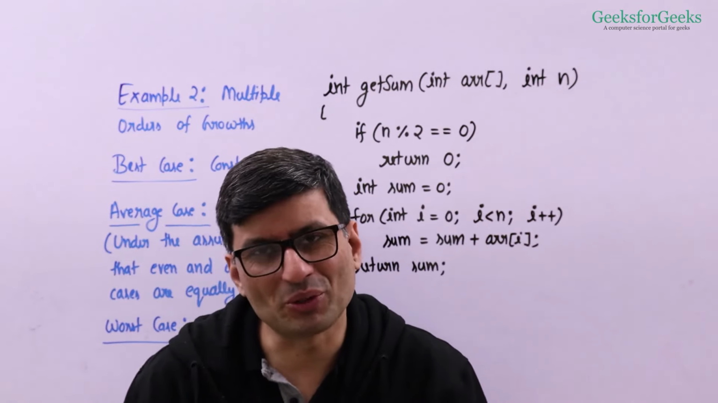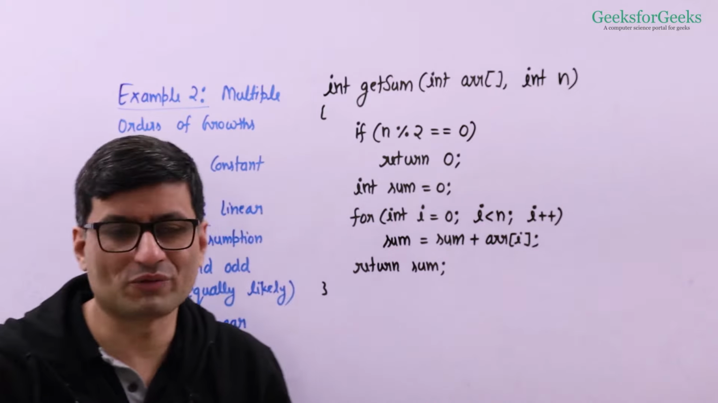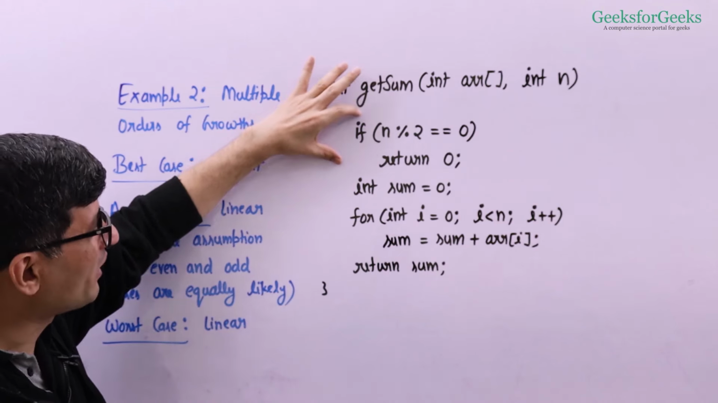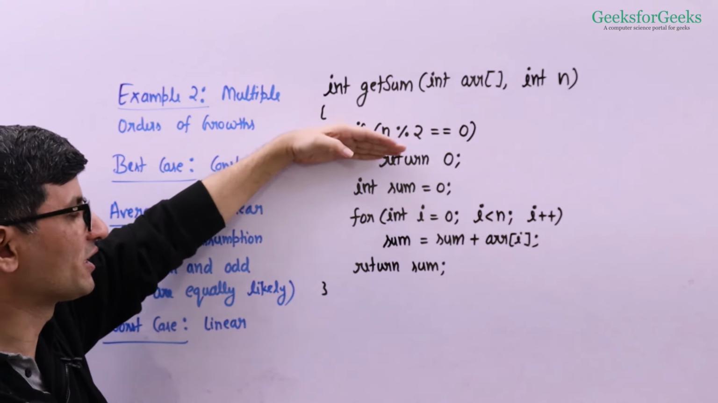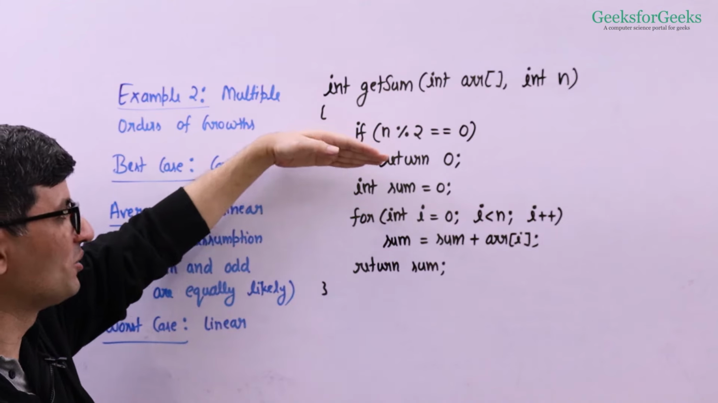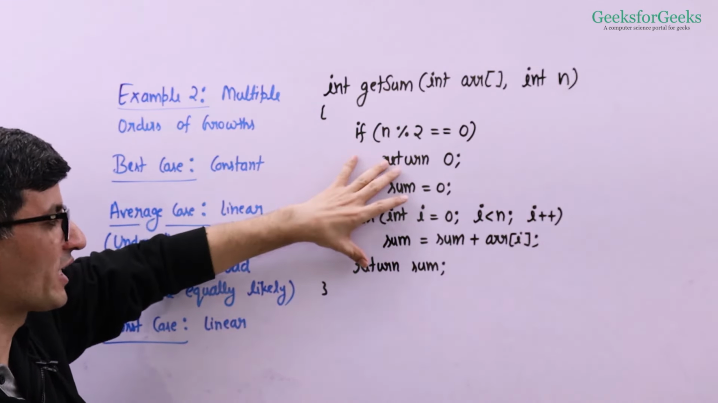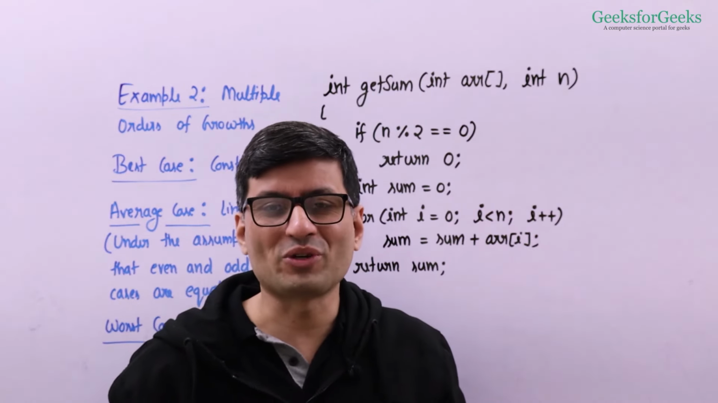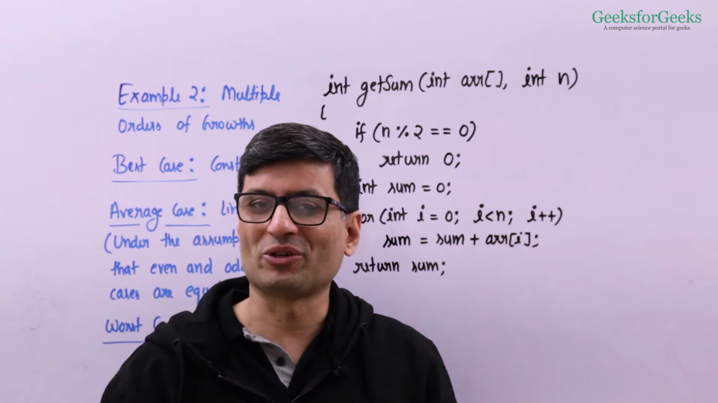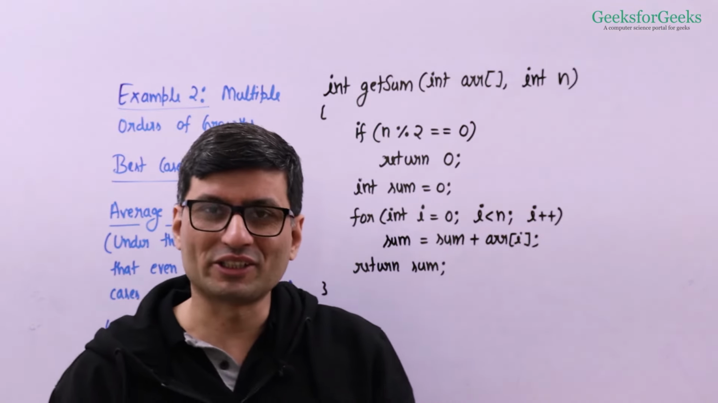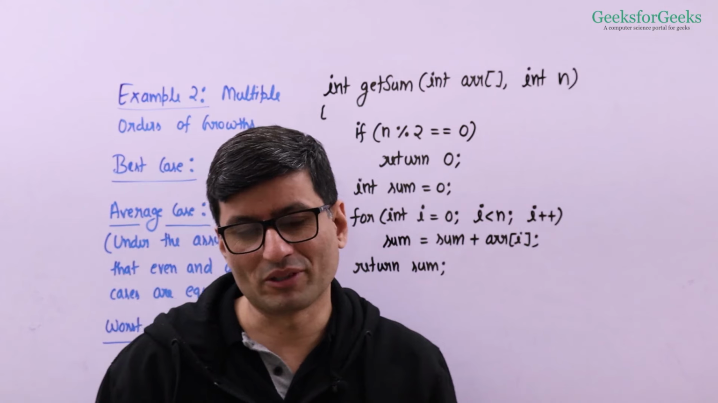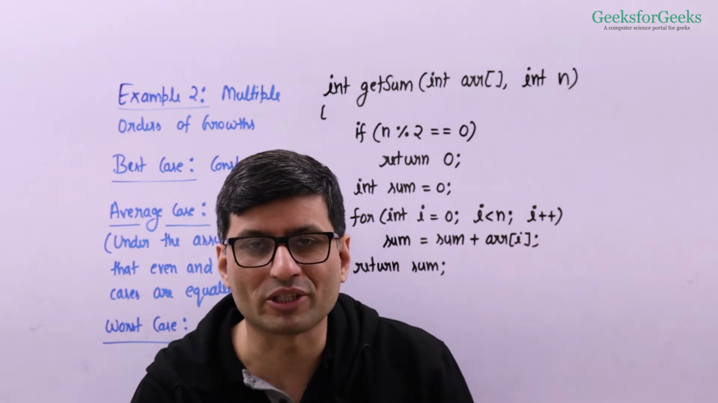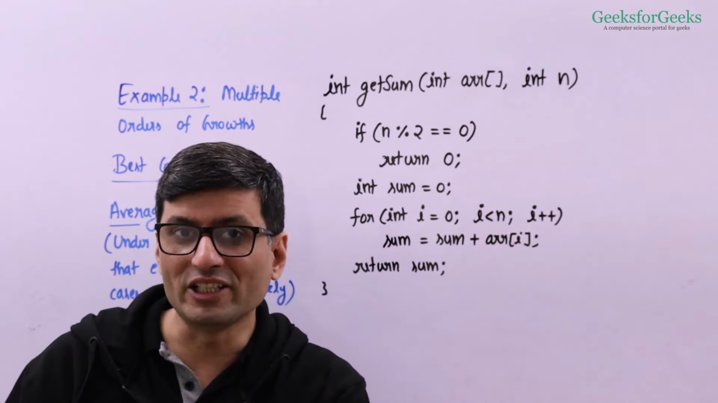Now please see this example 2 and try to guess its order of growth. Due to some business reason, if the user provides an even sized array, we return the sum as 0. Otherwise, if the user provides an odd sized array, we do the actual array sum and return the sum at the end. Now if I ask you about order of growth, you can't make a general statement. You can't say that the order of growth is constant or linear, because it depends upon the type of input. If the user input is even sized, it takes constant time. If the user input is odd sized, it takes linear time.